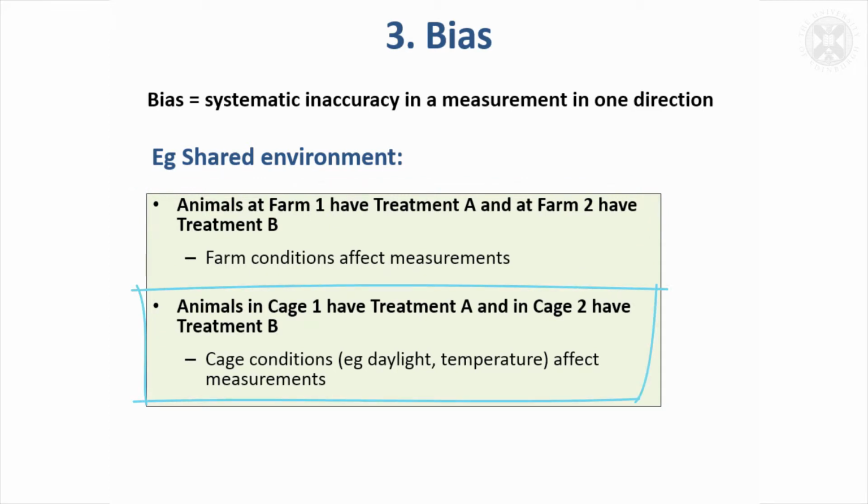And exactly the same thing goes for cages. If you have all the animals having one treatment in one cage and all of them having another treatment in another cage, there could be, and you might want to consider, cage conditions, for example the temperature they're at, the amount of daylight they get, that are going to affect the measurements and bias the results. And even if you don't think they will affect the measurements, when you write up your studies, your reviewer might think, well, you only had one cage or one farm, that might have biased your results, and you might have to argue carefully as to why you don't think it has.